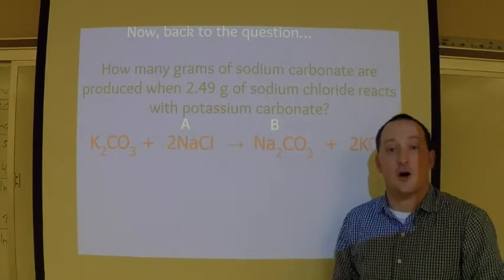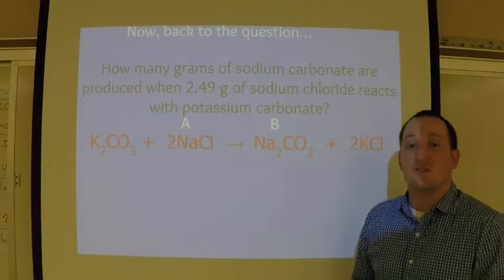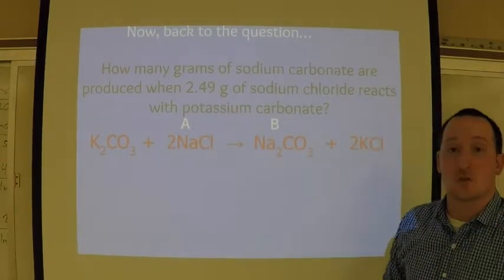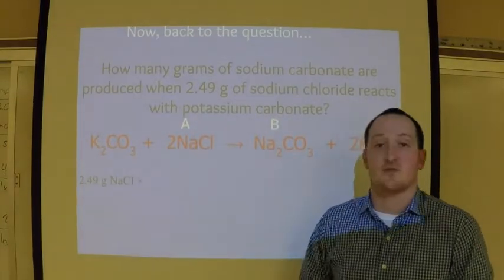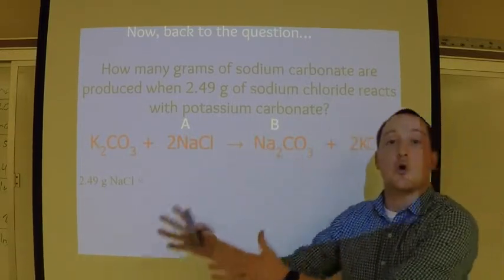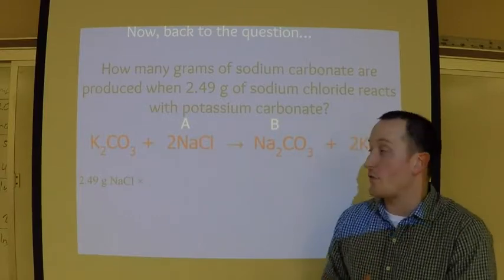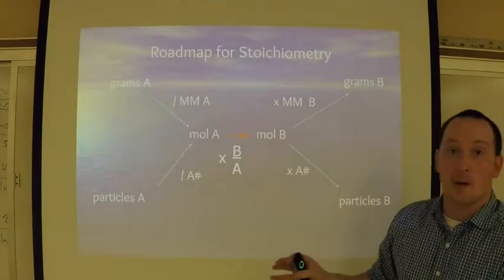So then, after that, just like any of our other mole conversion problems, I'm going to start with the information that I'm given. I have 2.49 grams of sodium chloride. I'm going to start with that. Okay, I've got 2.49 grams of NaCl. Now I'm going to go to my mole map. You should have been adjusting that mole map as you've gone through the notes. So I'm going to go back a slide here. This is what my mole map looks like.